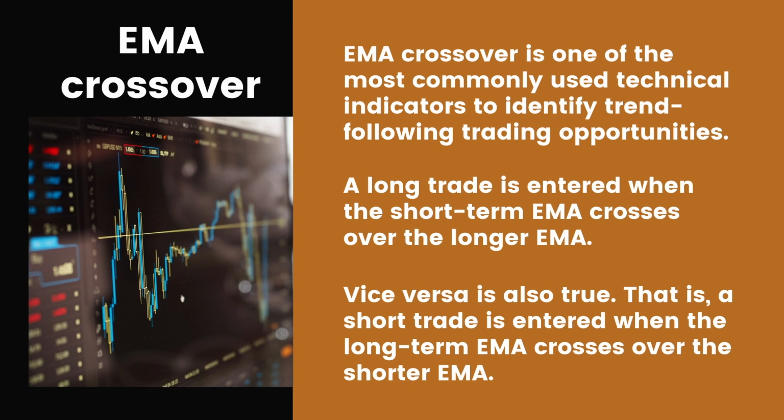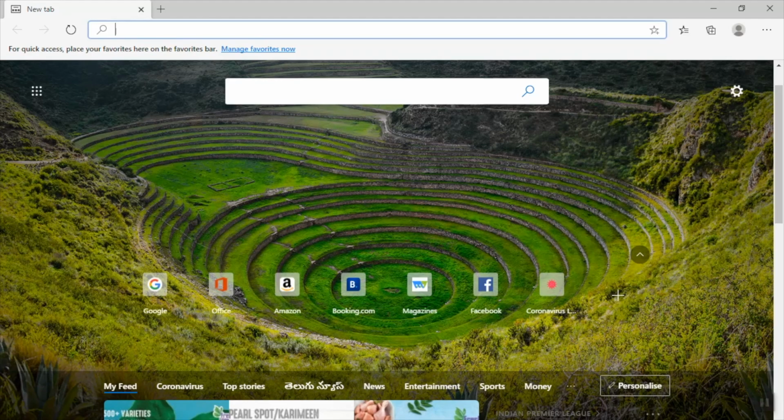For this exercise, we will be using the 5-day and the 13-day EMA. A buy signal is triggered when the 5-day EMA crosses above the 13-day EMA, and a sell signal is triggered when the 13-day EMA crosses above the 5-day EMA. Now, without any further delay, let's get to the topic of the video.